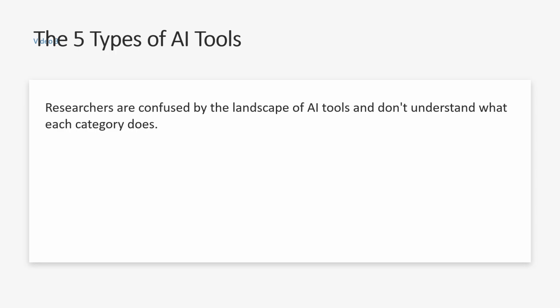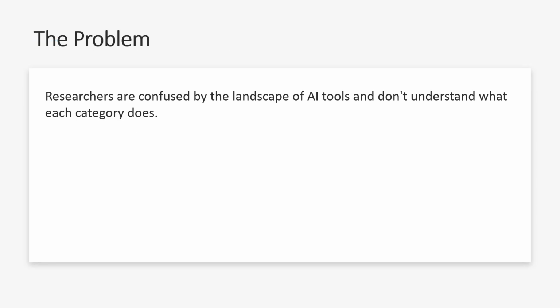What you need is a mental map of the territory, a framework that shows you the different categories of AI tools and what each one is specifically designed to accomplish. With that map in hand, you can make informed decisions about which tools to explore based on your specific research needs and priorities. The solution is understanding the 5 fundamental categories of AI tools that are relevant for research. Let me walk you through each one in detail.